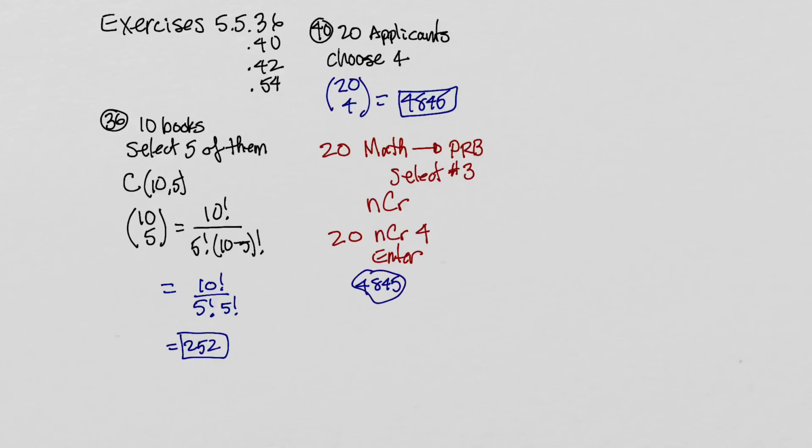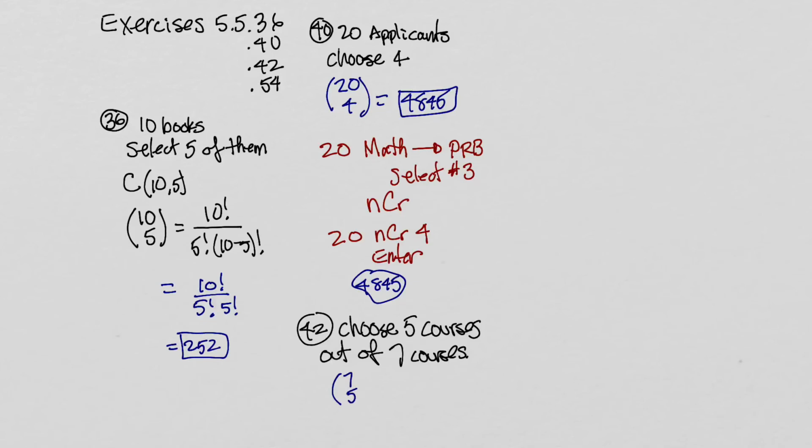And that's where I got my 4845. Now in problem number 42, we are told that a student must choose 5 courses out of 7 to take, and how many possibilities are there? Well, since order doesn't matter here, this is going to be a combination. And what we're going to do is, out of 7 courses, we want to choose any 5. And again, using my calculator when I did this, I got 21.